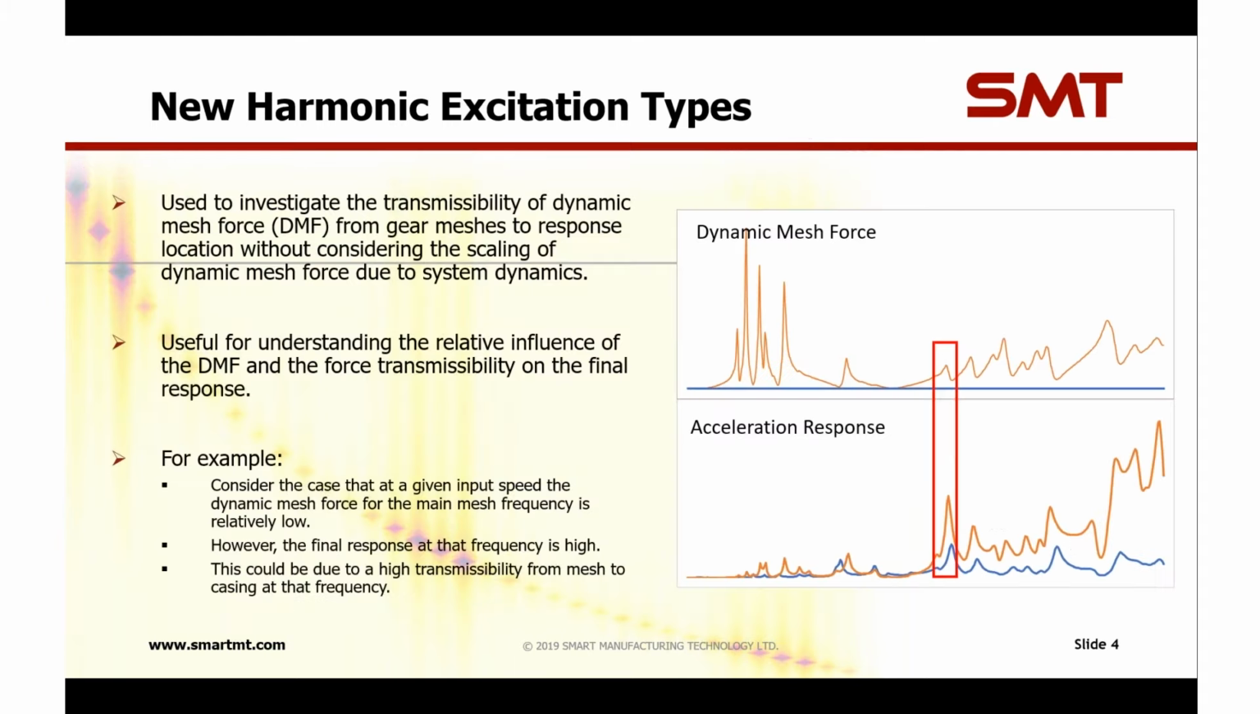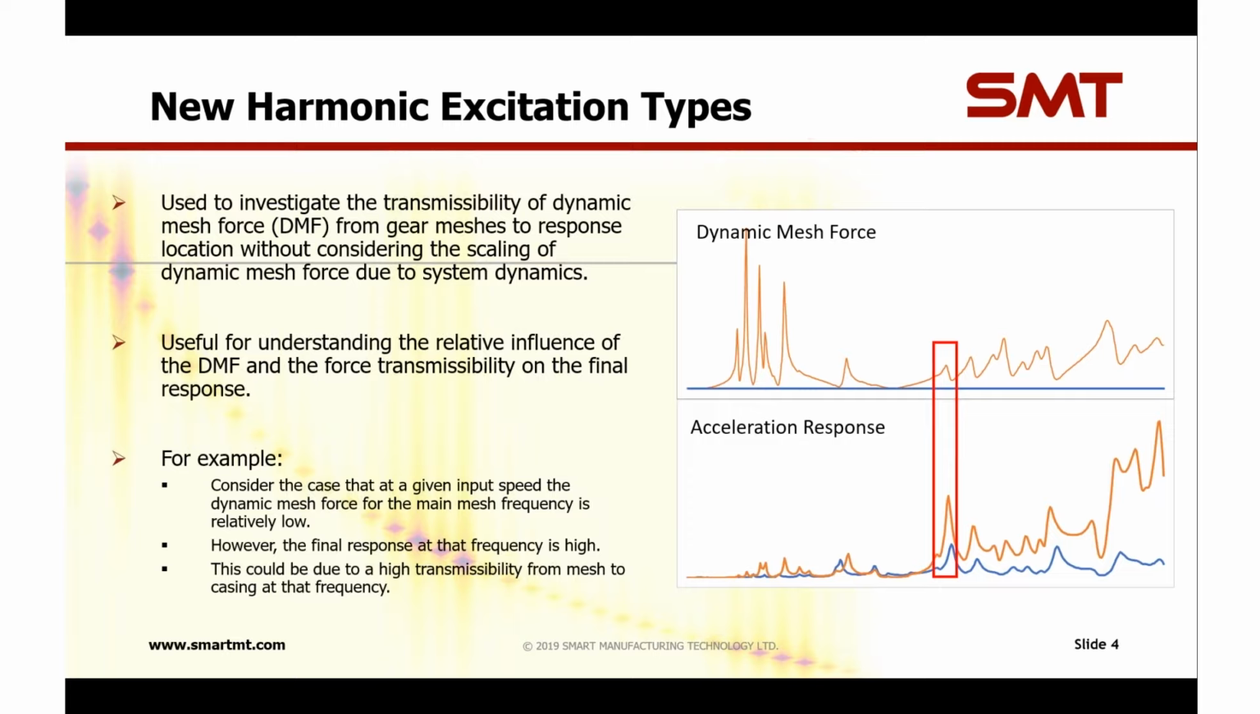A little bit more background on what these are useful for. These two excitation types are really used to investigate the transmissibility of dynamic mesh force from the gear meshes to response locations. And this is really without considering the scale of the dynamic mesh force due to the system dynamics. So it's very useful for understanding the relative influence of the dynamic mesh force and force transmissibility on the final response.